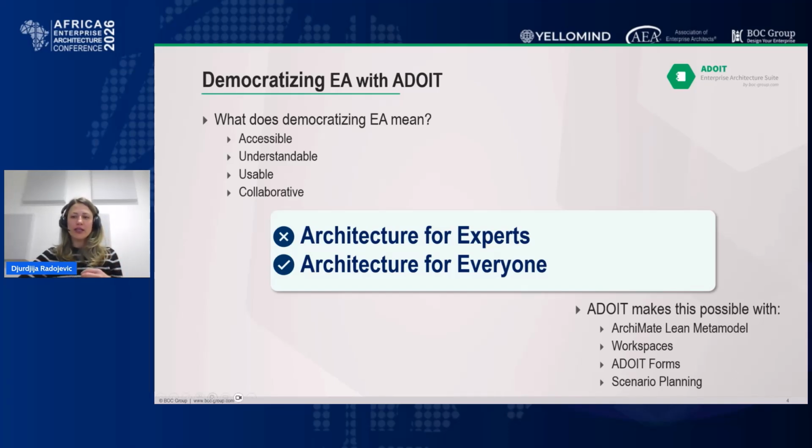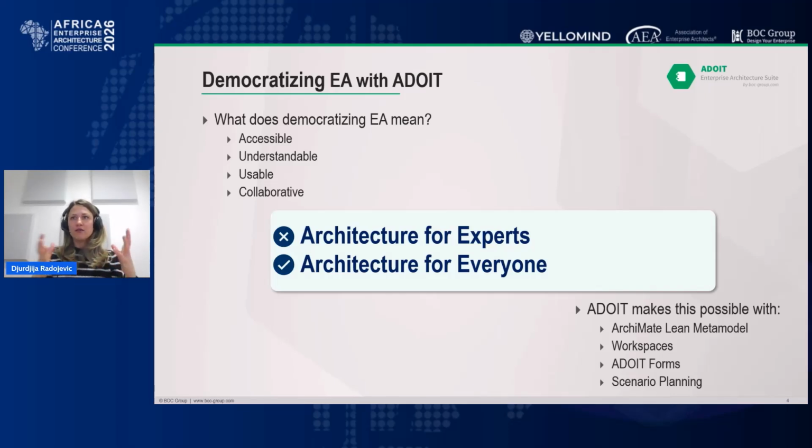Now, this does not mean lowering standards or reducing architectural rigor. Instead, it means providing the right tools and structures so that different roles in the organization can engage with architecture in ways that make sense for them. And this is exactly where ADOIT comes in, because it helps democratize enterprise architecture through several key capabilities. First of which I would like to mention is ADOIT Lean Meta Model, which simplifies ArchiMate. ArchiMate is a powerful framework for EA, and ADOIT Lean Meta Model makes it much more usable for beginners and for non-architects, not experts. Secondly, I'd like to mention workspaces, which provide user-focused architecture services. And finally, I'd like to mention ADOIT forms, which make contribution easy and structured for everyone. And together, these elements make EA something that can be actively used across the organization, not just maintained by architects.